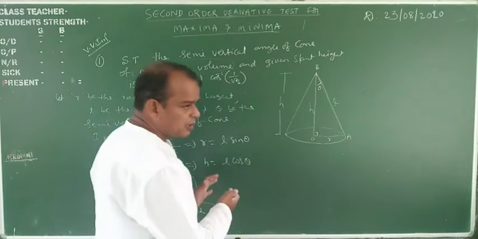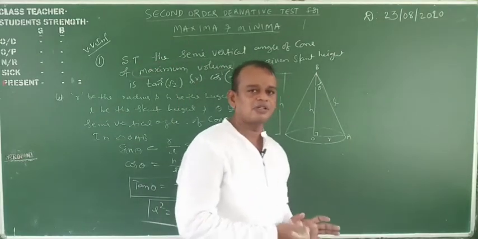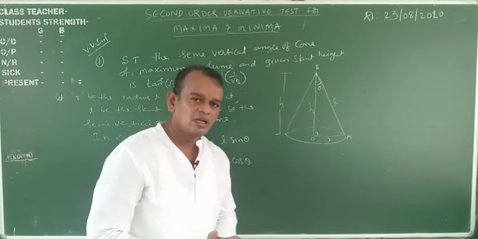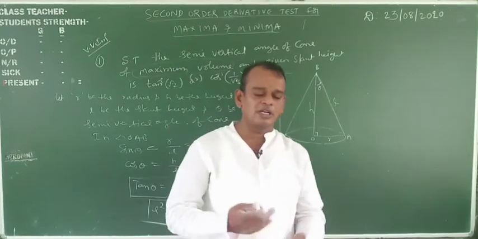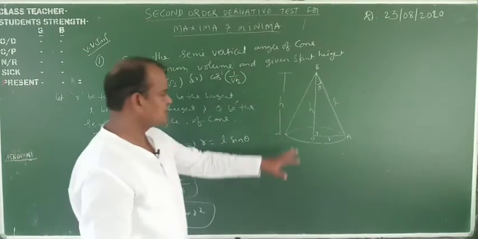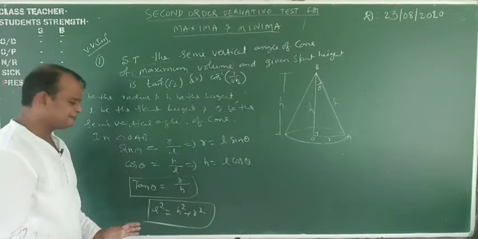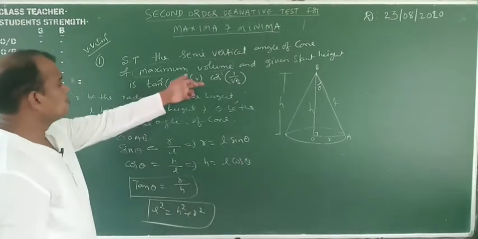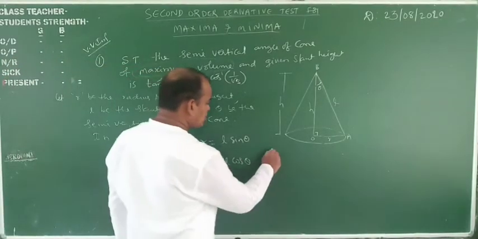You learned in the previous classes, 9th class, 10th class, what is the cone, what are the properties, what are the formulas based on the cone. Theta is the vertical angle. Now, for maximum volume, what is the formula for volume? Volume is equal to what is the formula?